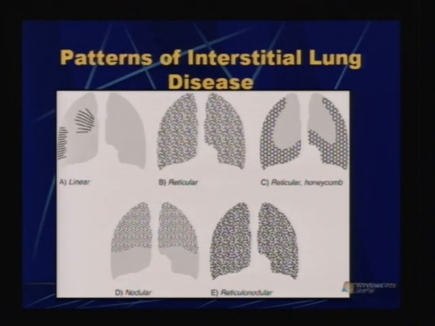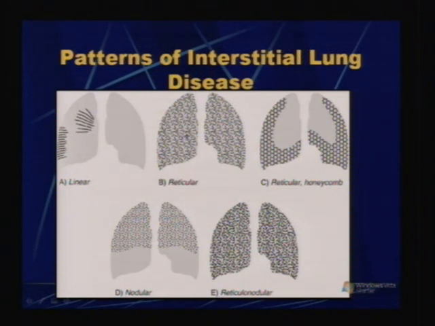Now, these are the linear shadows, as you can see, which are coming from the center. They are also called the Kerley A and Kerley B lines, and these are the straight lines you can see which are coming from the periphery of the lung. These are basically thickened interlobular septa, and these lines are basically thickened central bronchovascular bundles.